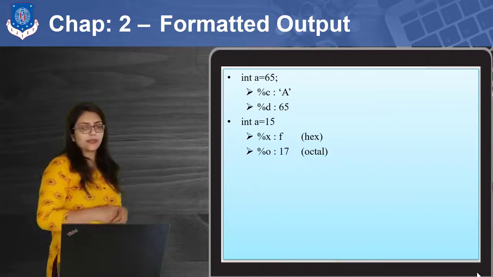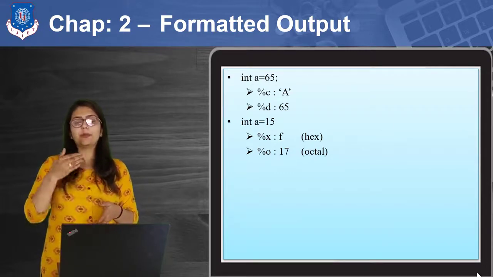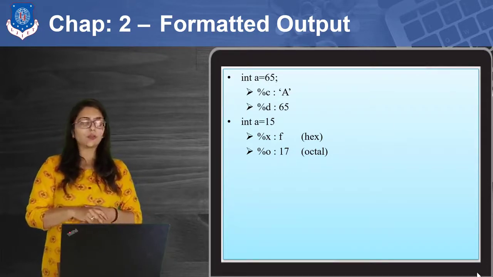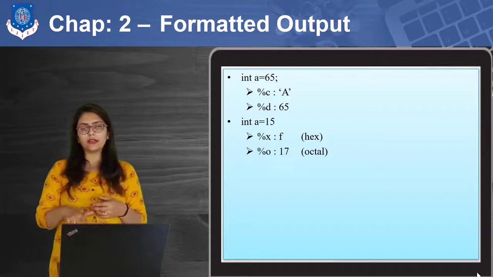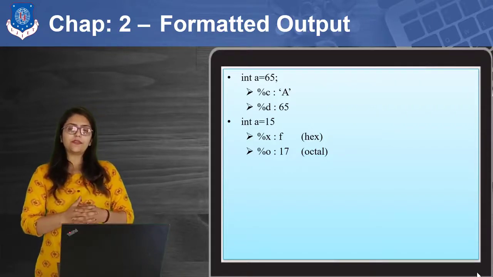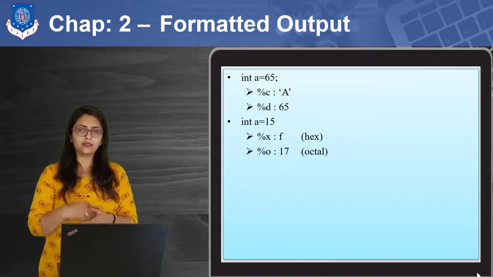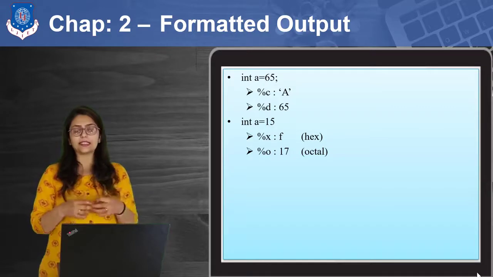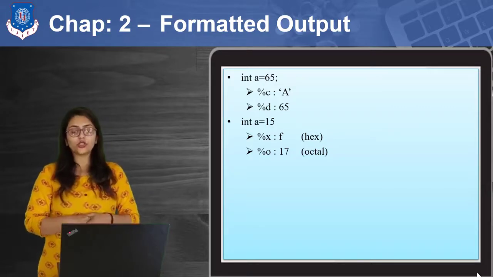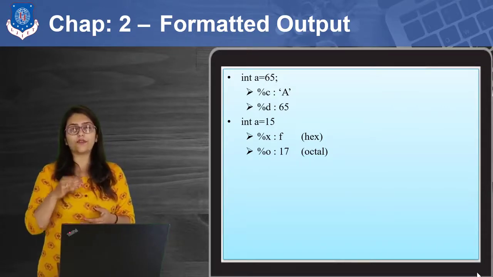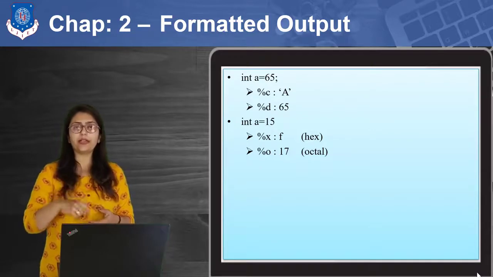Similarly, if I am writing %d, it will print 65. So based on the modifier character, it will print the answer. In a similar way, if I am defining integer a equal to 50, the value of a is 50 in case of integers. But if you are printing %x, that is nothing but the hexadecimal. So it will print the hexadecimal value of 15, that is f.